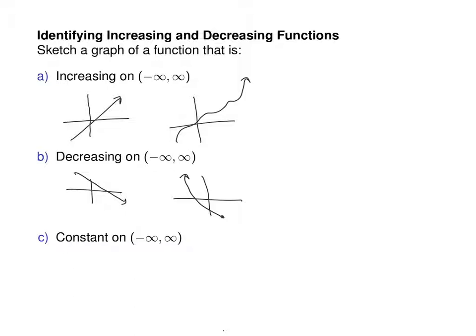What does constant look like? Straight. Straight horizontal or straight vertical? Horizontal. That's like Iowa. Nothing but constant cornfields. So what would a parabola be considered? A parabola is going to be both.